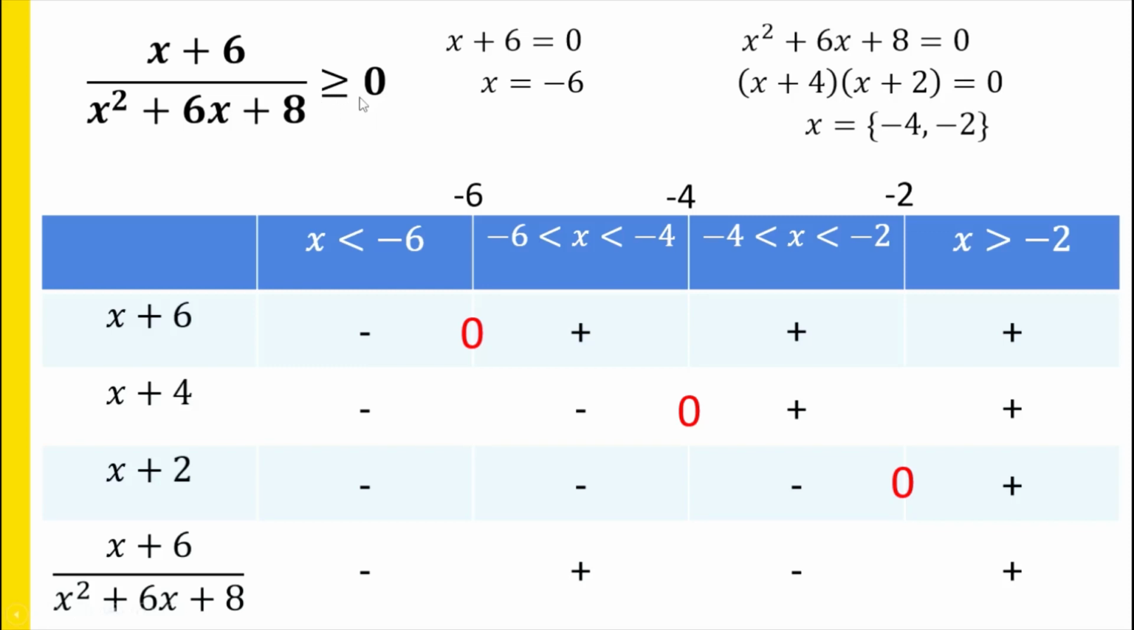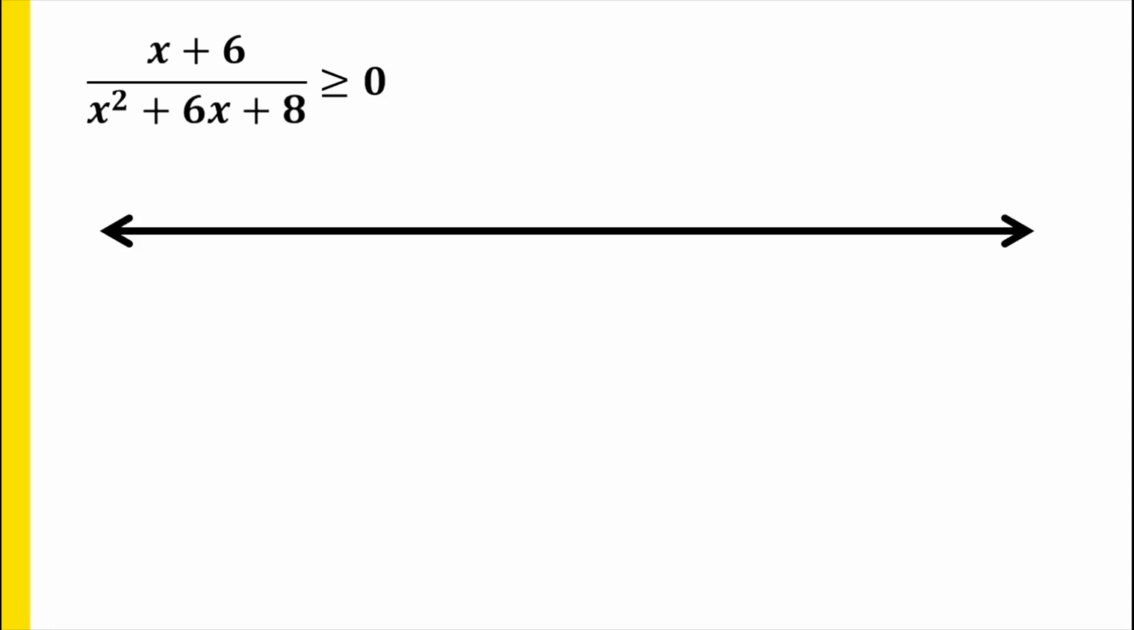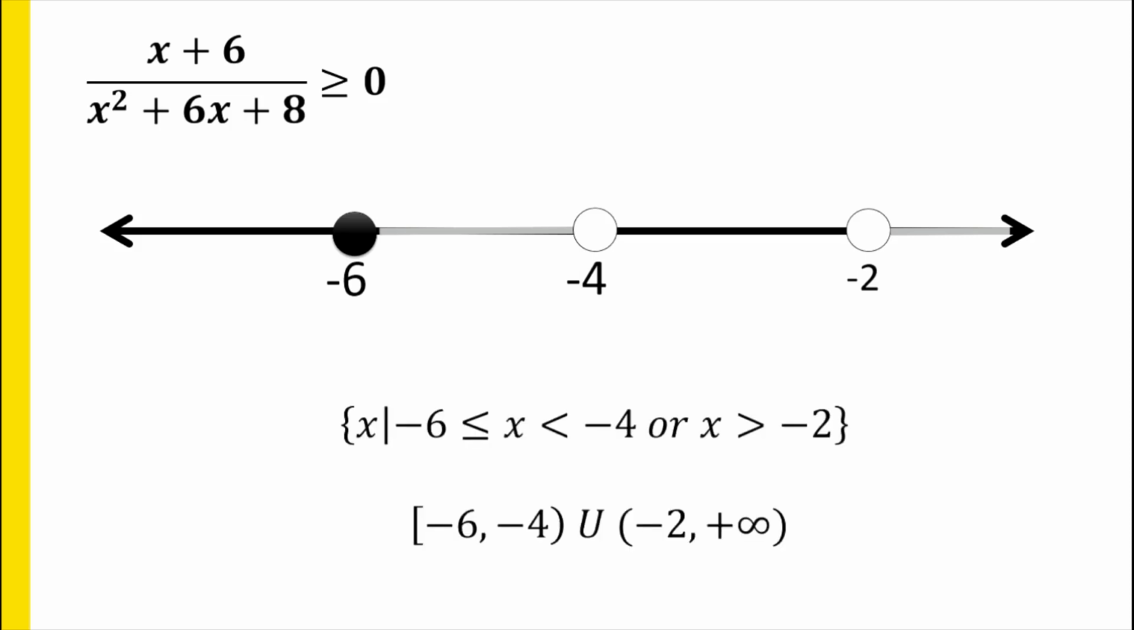Okay, so now let's draw a number line. Let's graph that. So we have here 3 critical values. And then in this case, as you remember, negative 6 is included. And then the inequalities that are included here are from negative 6 to negative 4 and negative 2 and so on. So we have here our solution set. Negative 6 included, comma negative 4 not included, union negative 2, comma positive infinity.